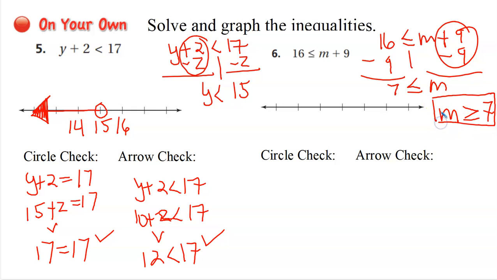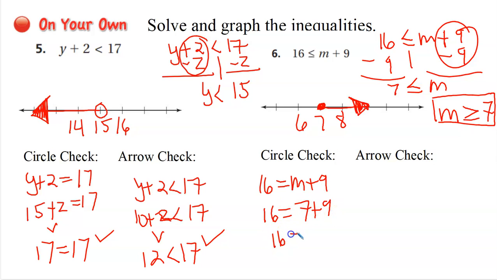I didn't change the idea of the inequality. So 6, 7, 8, closed circle because it includes the value 7. Draw my arrow this way, shaded in. Circle check. 16 equals m plus 9. That circle number is a 7. If that was the one solution, does it make the equation true?